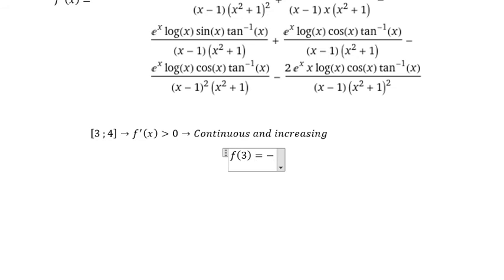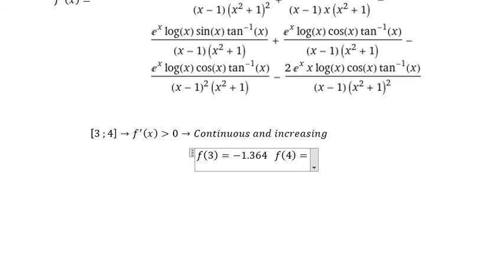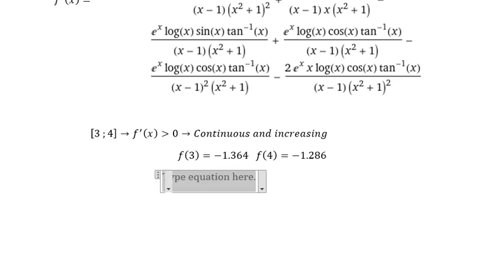That's negative 1.364, and f of number 4 we will get negative 1.286. So we will apply the trapezoid area. Because this is increasing in the function, we can apply the trapezoid in the area.